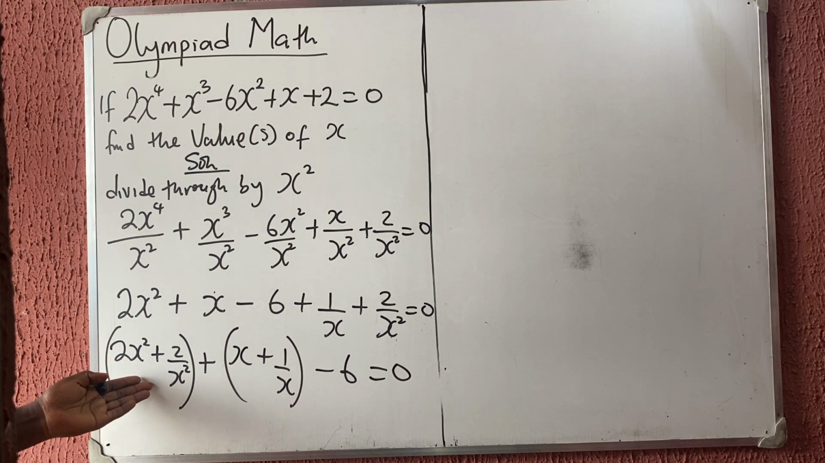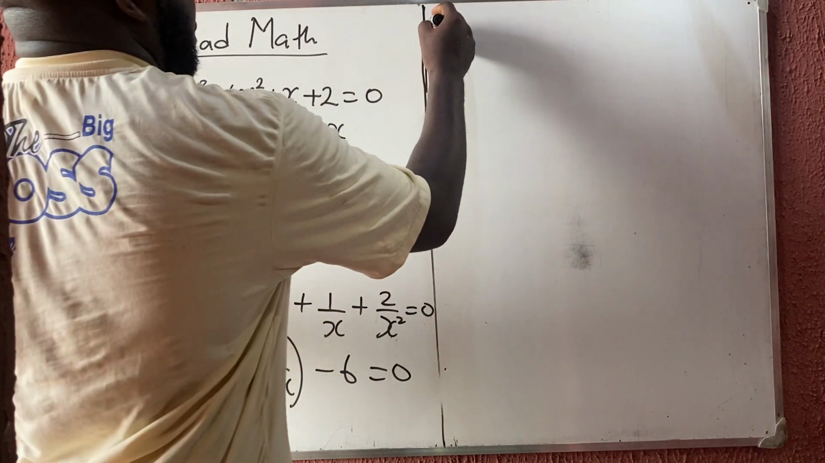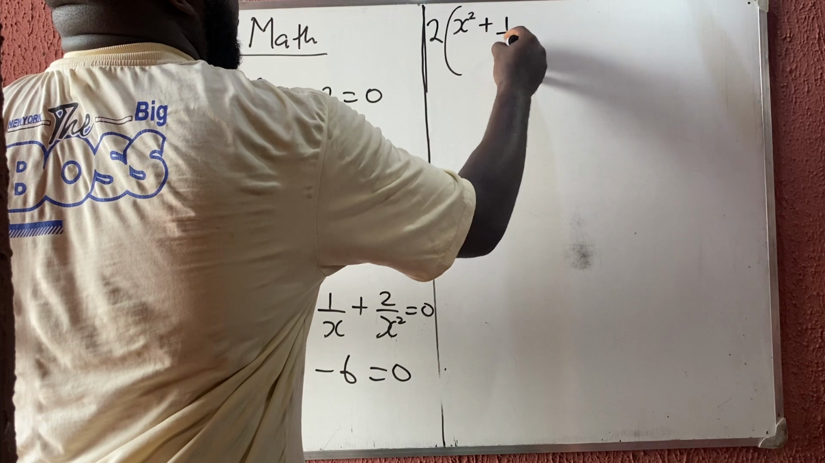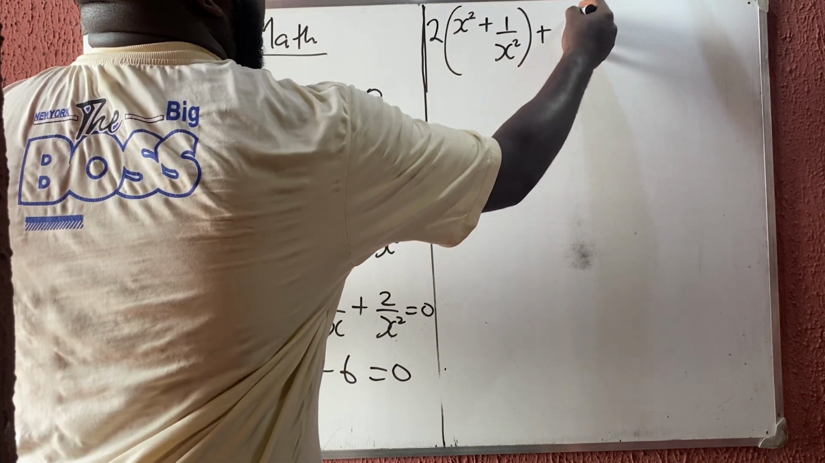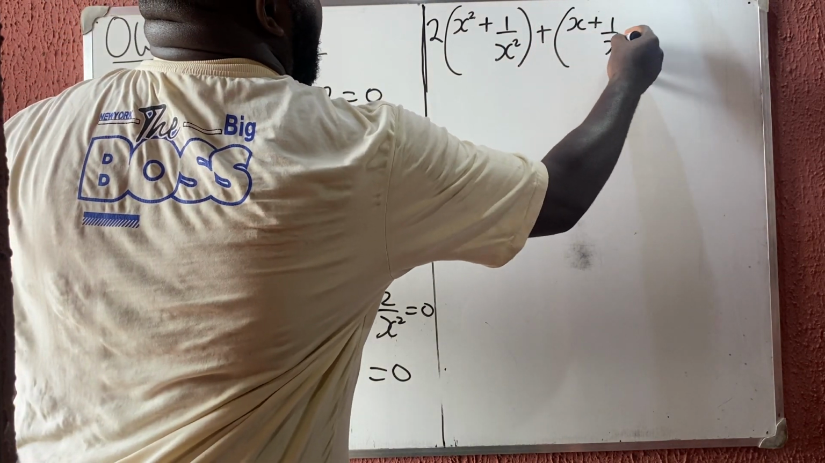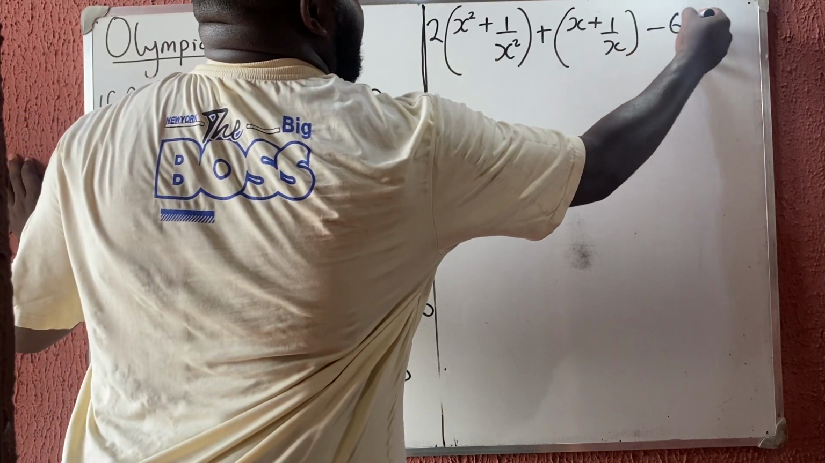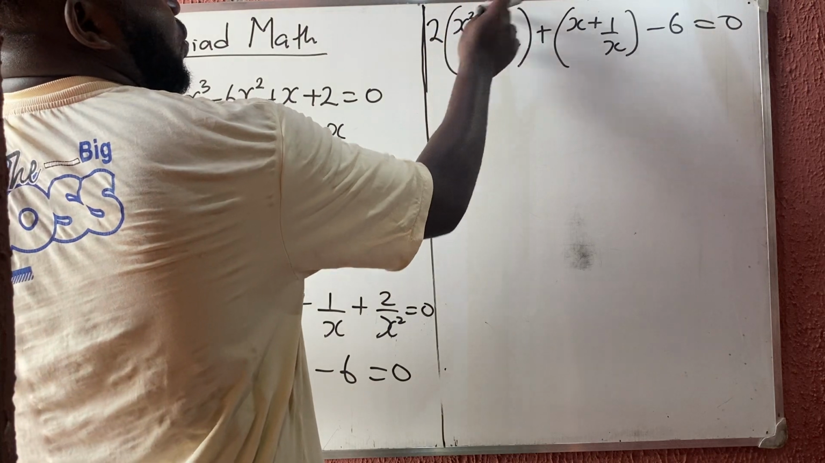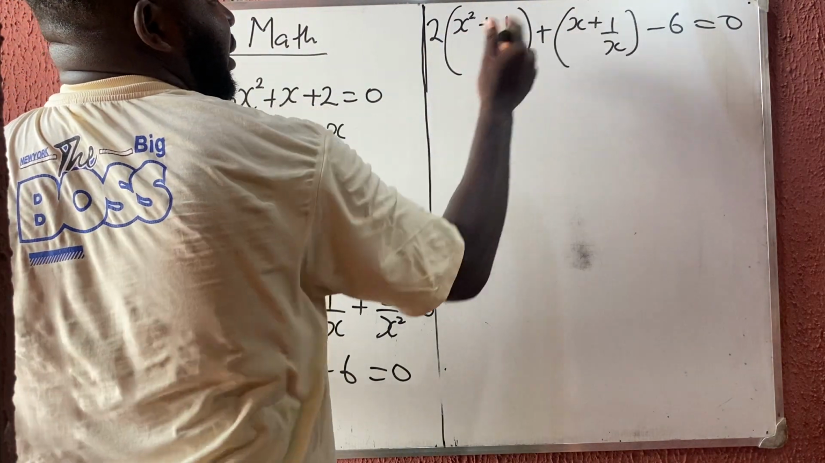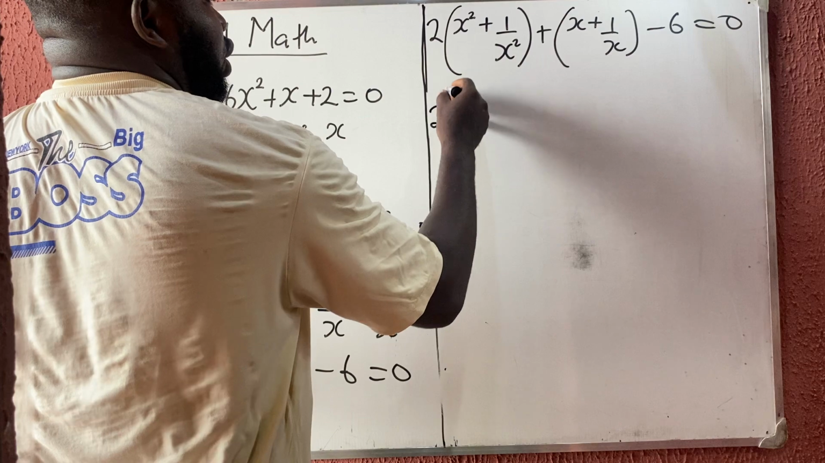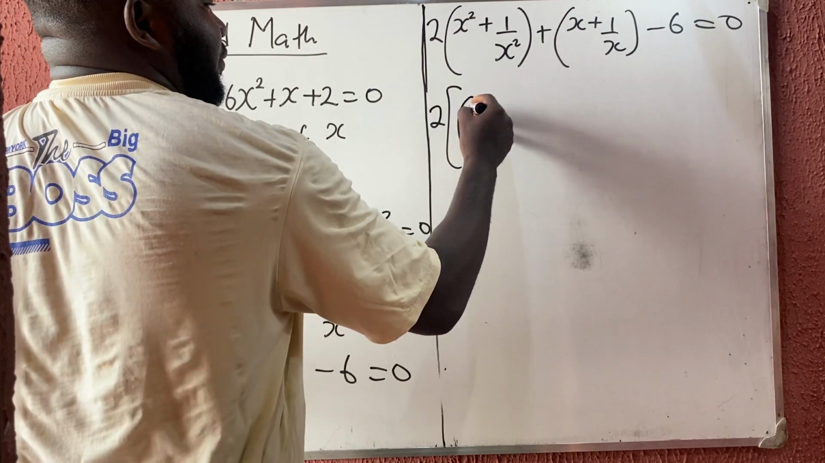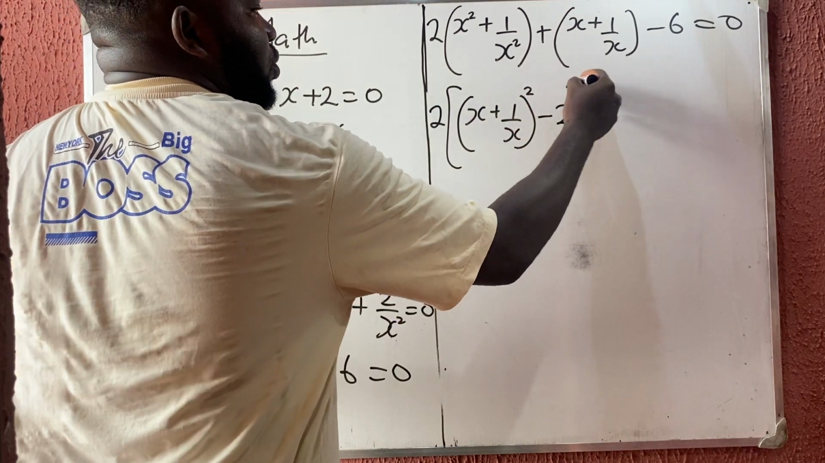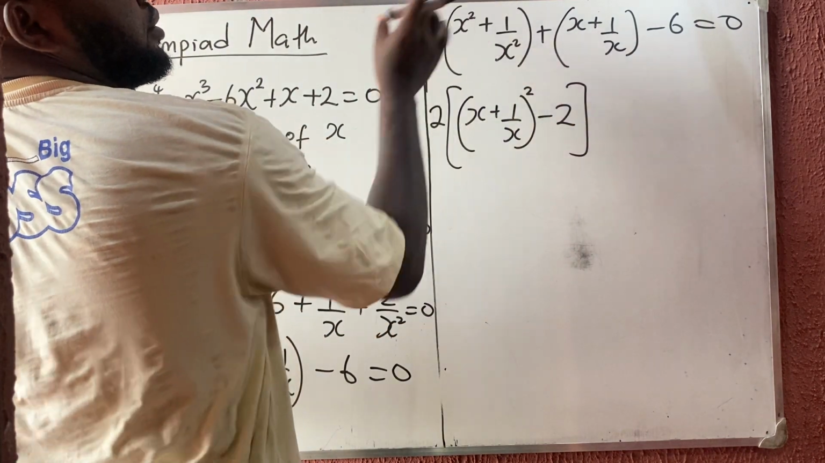Now let me factorize this person. If I factorize this, I'm going to have 2 in bracket of x squared plus 1 over x squared, then plus x plus 1 over x, then minus 6 is equal to 0. Now I need to bring this squared outside so that it will look like this. I'm going to say that this is 2 into x plus 1 over x all squared minus 2. This thing is equal to this.